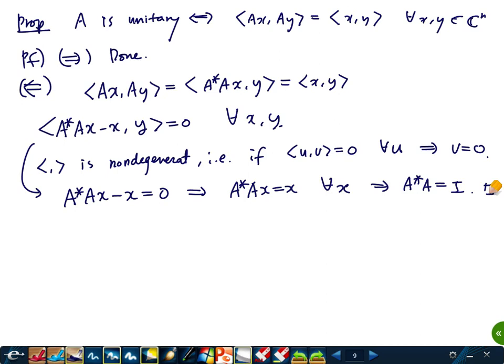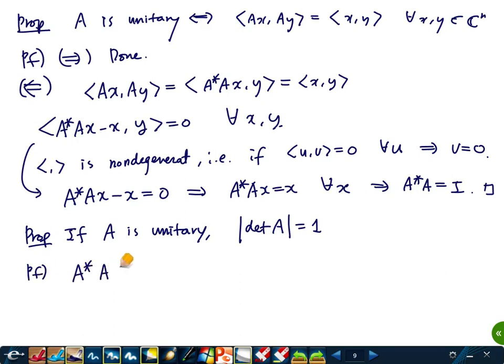Okay. Another property of the unitary matrix is that if A is unitary, then the absolute value of the determinant of A is 1. Now the proof is quite simple.